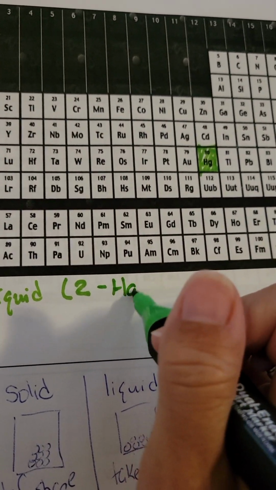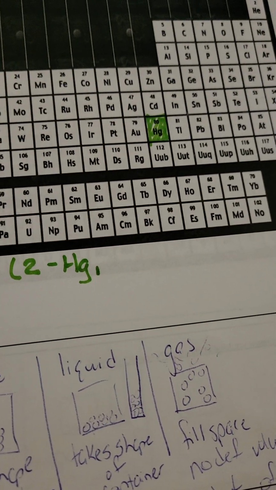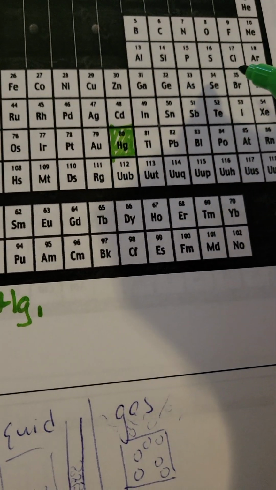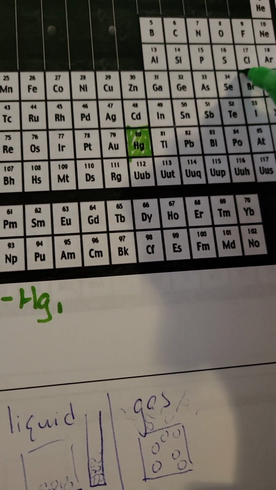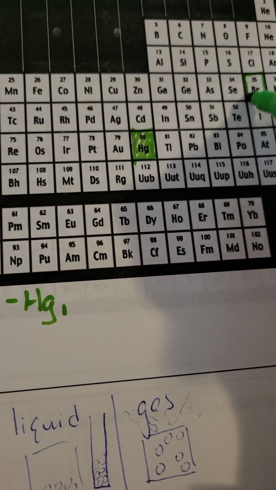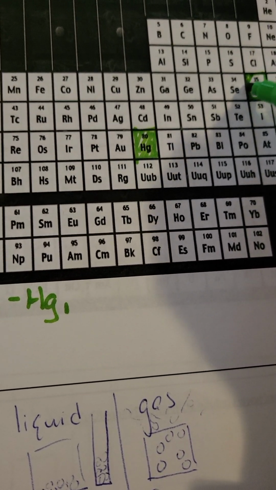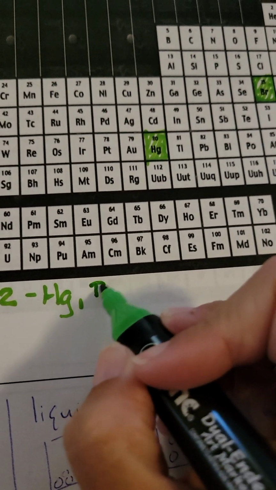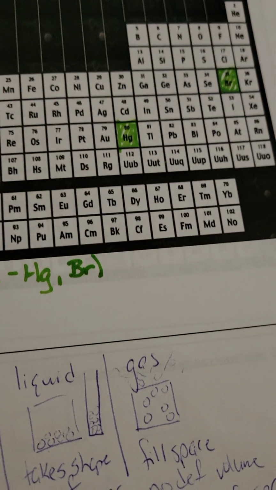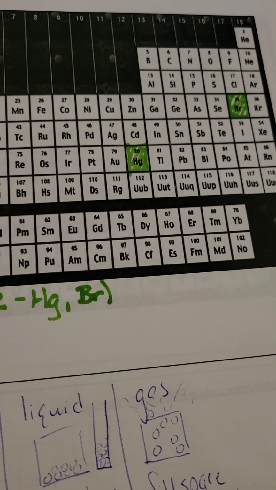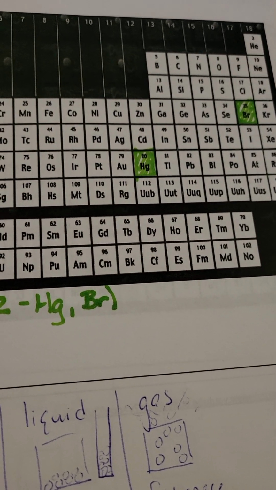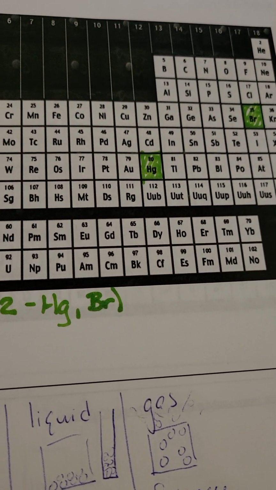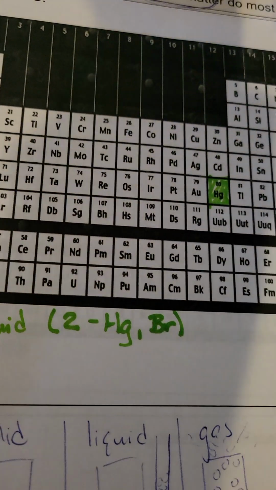So mercury, which is a metal. And the other one is a non-metal. And that one is bromine. Okay, so those are the only 2 on the whole table that are liquids. Okay. All right, now we're going to do our gases.